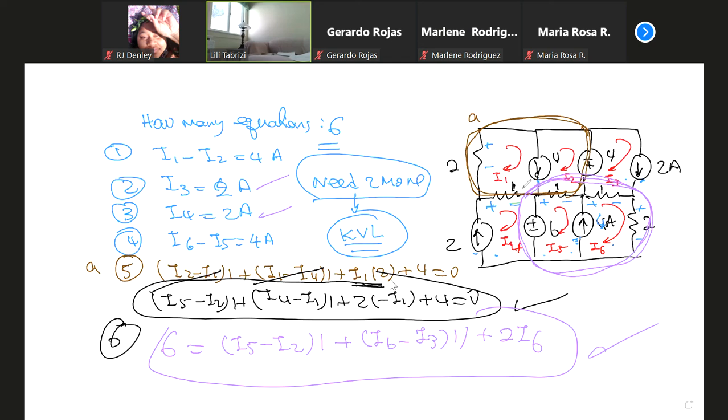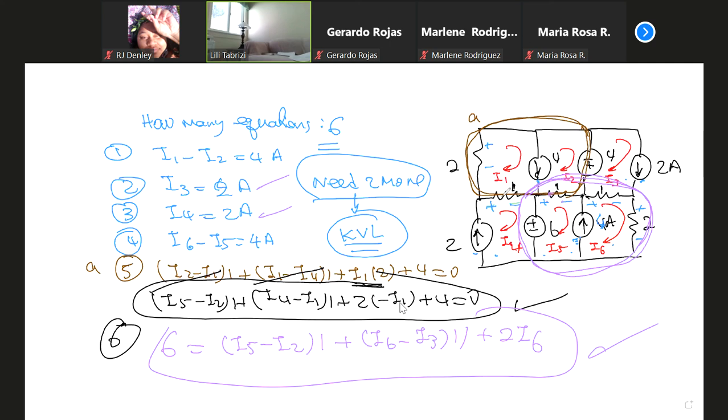First of all, you have to determine whether it's a rise or drop. It's a rise, rise, rise, rise. Then you use Ohm's law. Ohm's law is all passive sign. So you have 4 volts plus. What is the voltage across the 1 ohm? It has to follow passive sign: I5 is passive sign, I2 is opposite. So I5 minus I2 times 1.